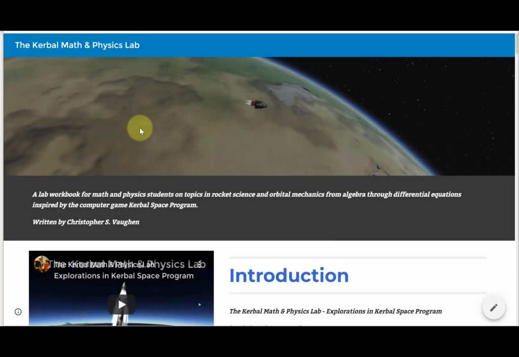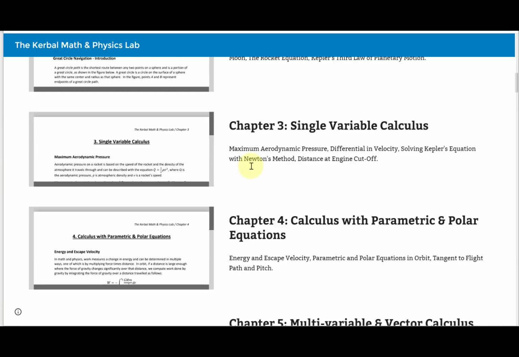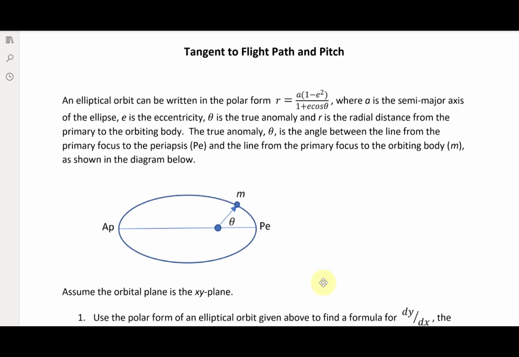Okay, so back here on my website, the Kerbal Math and Physics Lab, down in Chapter 4, Calculus with Parametric and Polar Equations, there's a section here, Tangent to Flight Path and Pitch, where I go through all of this math that I'm about to present. And that's where you will find this text here.